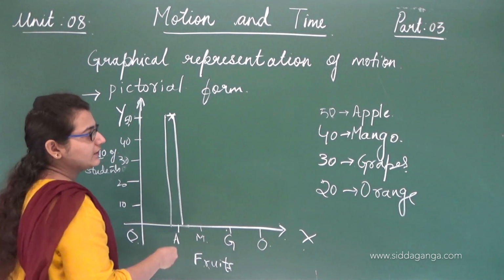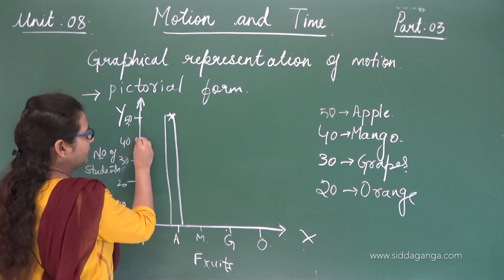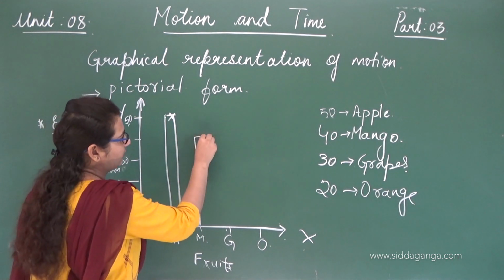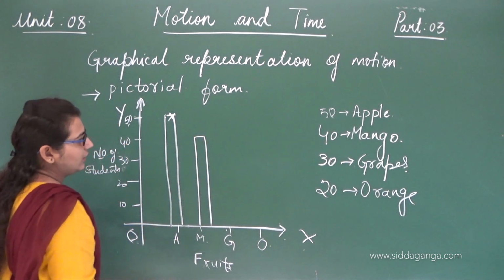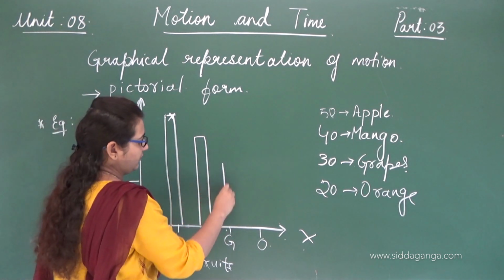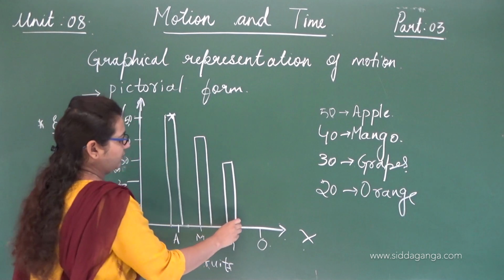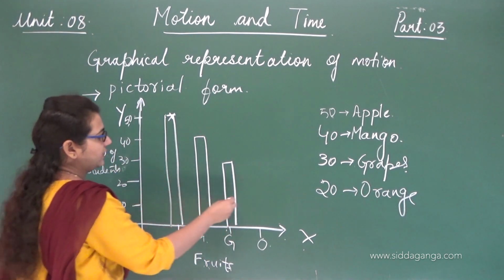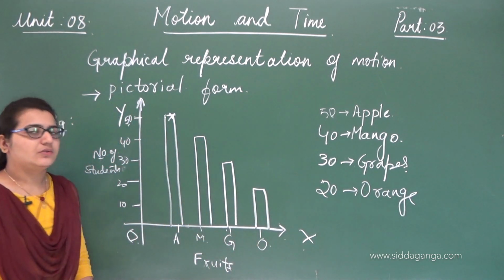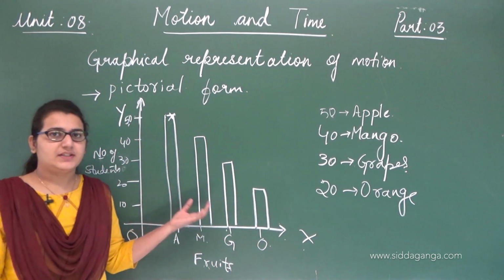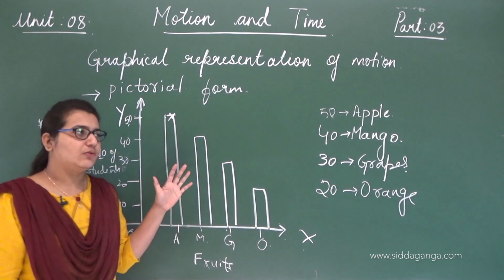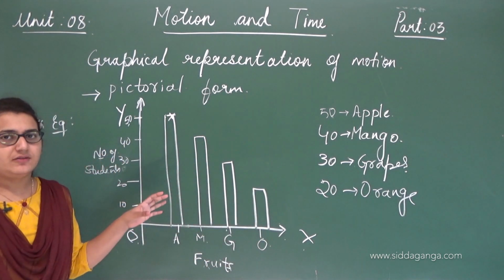Okay, and yes, 40 students like mango, so here we have this 40, and this is our mango fruit, just plot this. And 30 students like grape. Some 20 like oranges. So this is a graphical representation of the data we have. Just an example so that you know how to represent it in a graphical form.